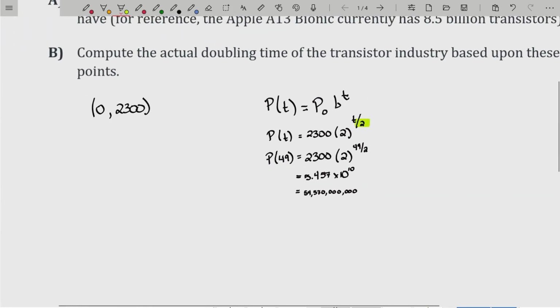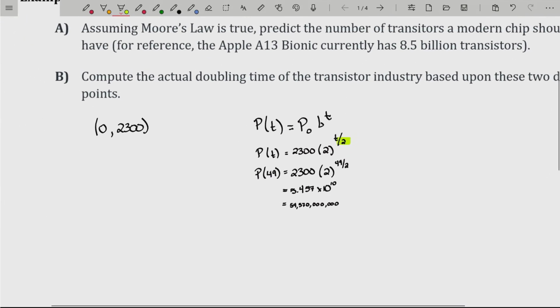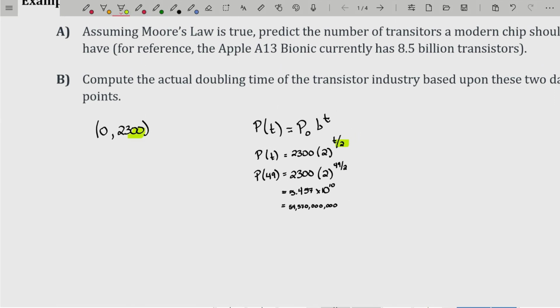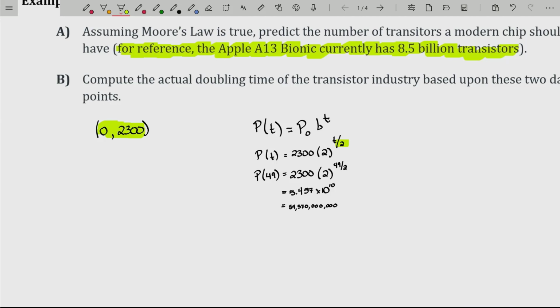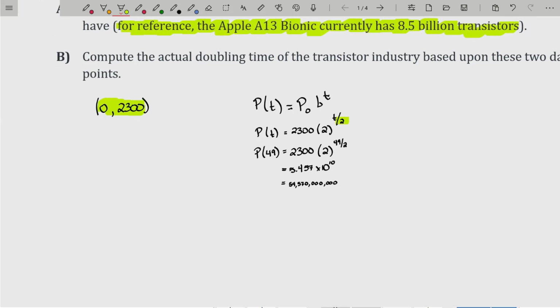So let's go ahead and take our actual 2 data points, and that would be the initial data point and the actual data point here. In 2020, the A13 chip having 8.5 billion transistors, and build an exponential model based on those two real pieces of data. And then from that exponential model, figure out what the doubling time is. How long does it take for those to double? So let's start with the fact that we have the 2 points, and I'll actually write them out.